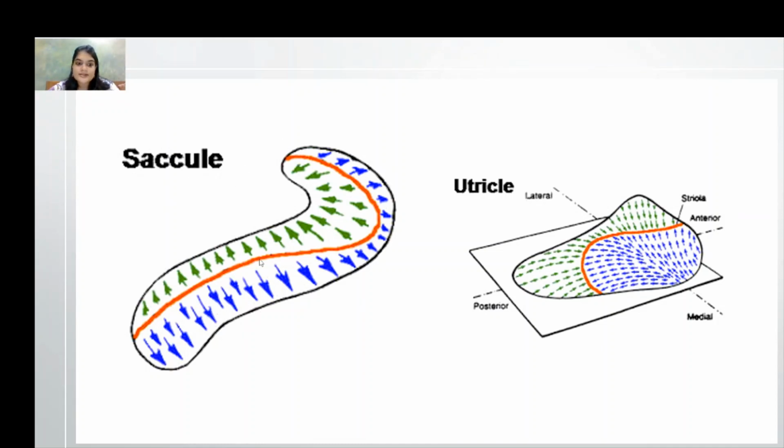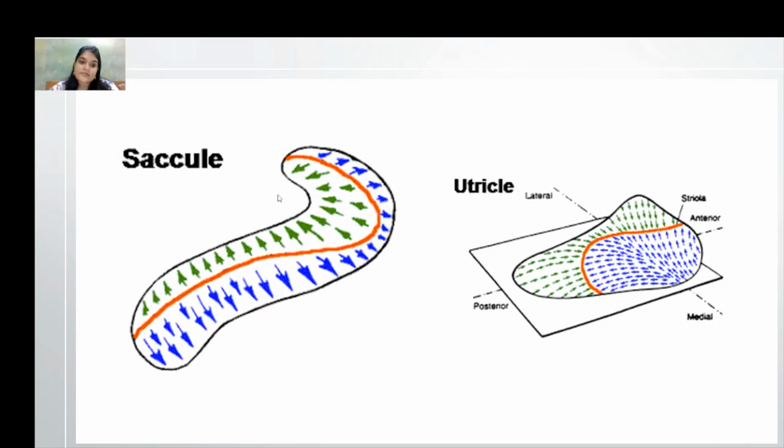So the central part, this is the striola. In the saccule, the macula is vertically oriented. In the utricle, it is horizontally oriented. So this is the striola, and the polarization differs on both sides of the striola. The polarization of the hair cells, I will be explaining when I explain the hair cells. So it differs on both sides of the striola.